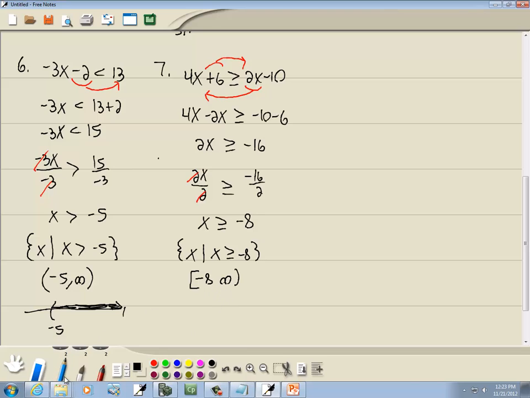Almost looks like 100. There we go. Graph. Bracket on -8, bracket on -8. It's going to positive infinity, so I shade to positive infinity.